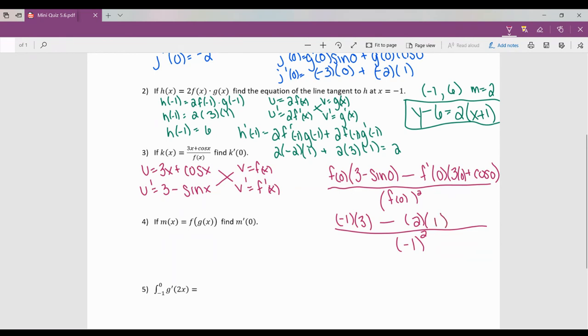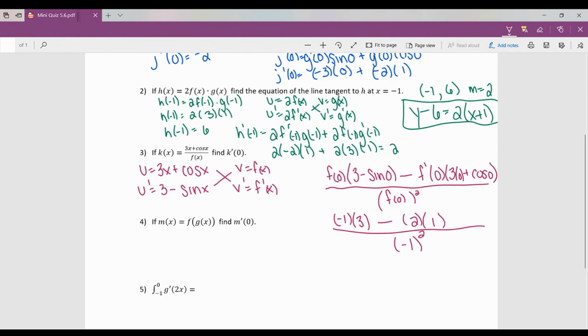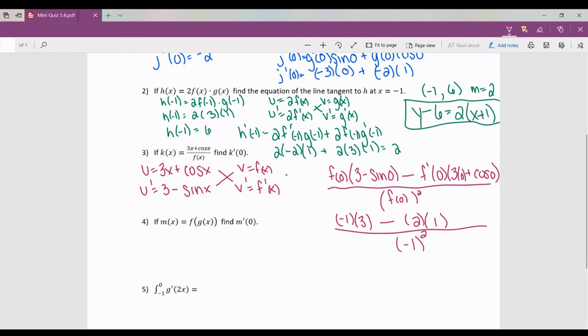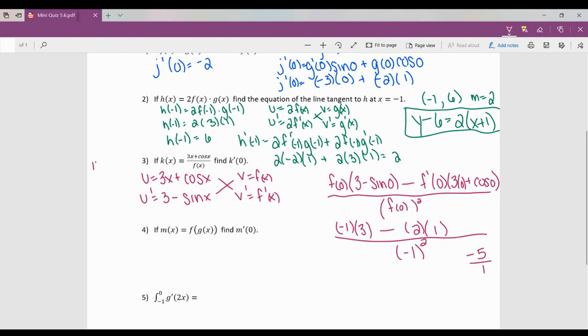All right, so we've got -3 up top minus 2, so that's -5 over 1 squared, which is 1. So the final answer is k prime of 0 equals -5. Okay, that is my final answer. All right, on to the next one.